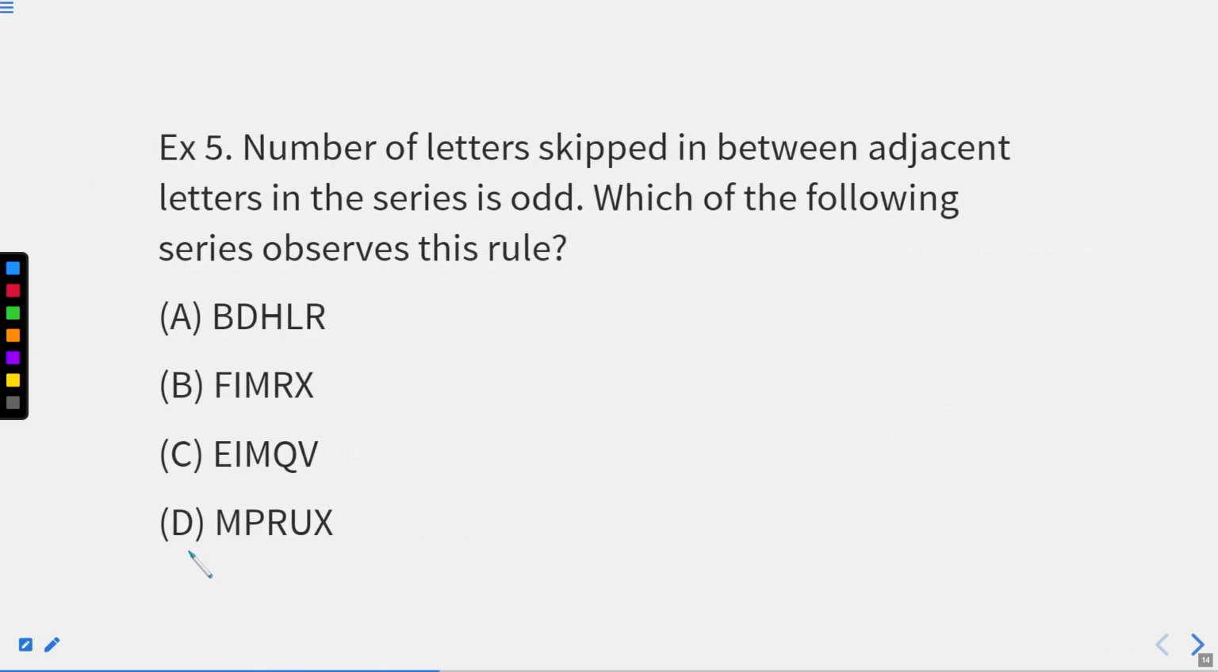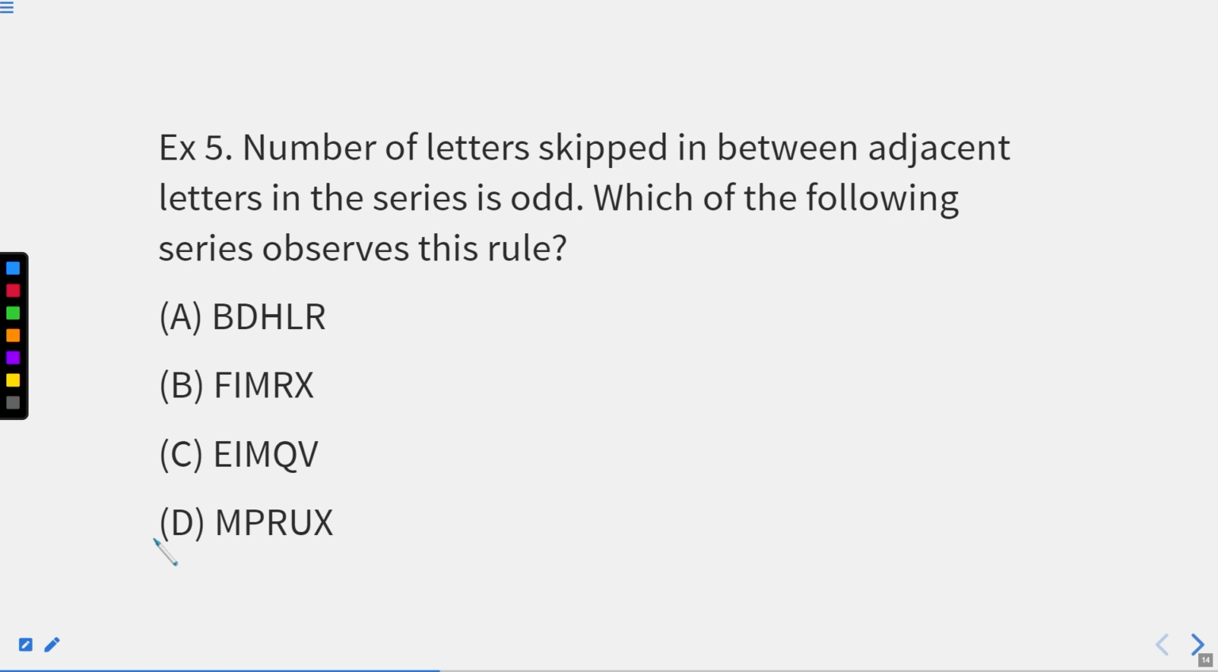Now question number 5. This question comes up again with a new concept. The question says that the number of letters skipped in between the adjacent letters in the series is odd. Which of the following series observes this rule? So here, my friend, you are given 4 different words, and every word has certain letters arranged in a jumbled manner. So what you are supposed to do is check, as per the alphabetical series, which word has odd numbers between the letters.